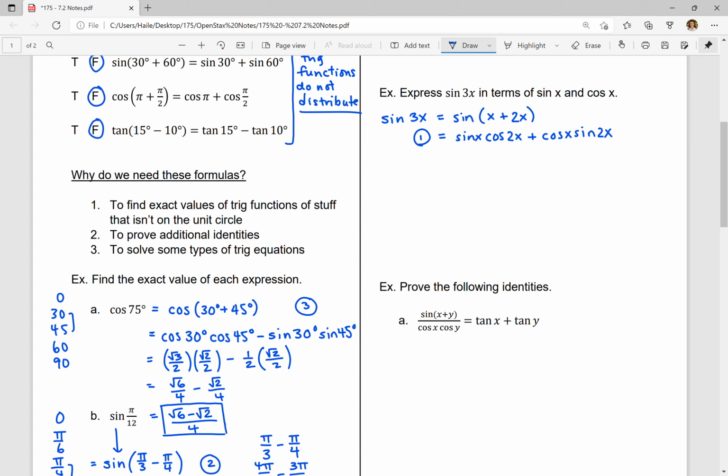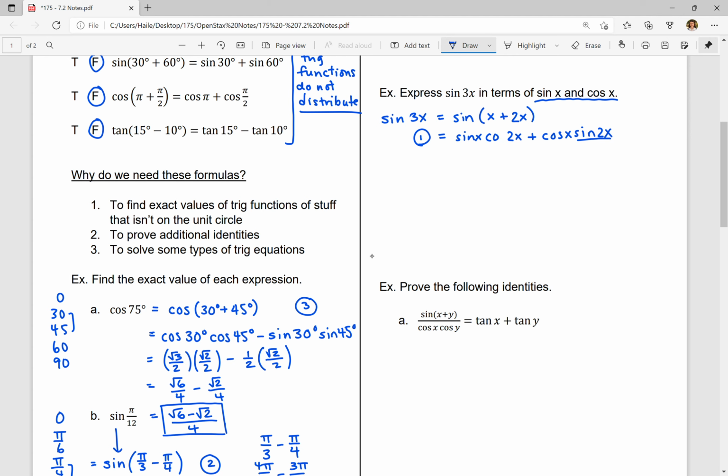Okay, now I notice that I still have a cosine of 2x and a sine of 2x. And I want my answer with just sine of x and cosine of x. So I still need to take these cosine of 2x and sine of 2x, and I need to expand them out more.